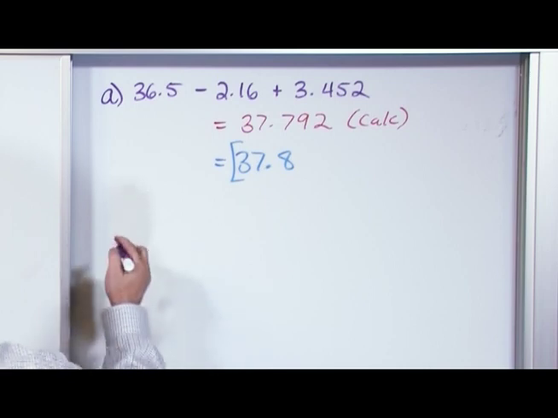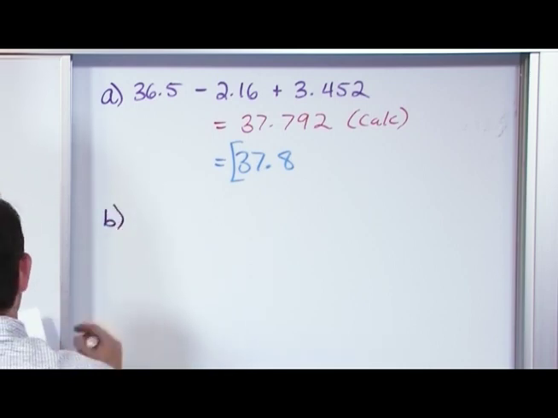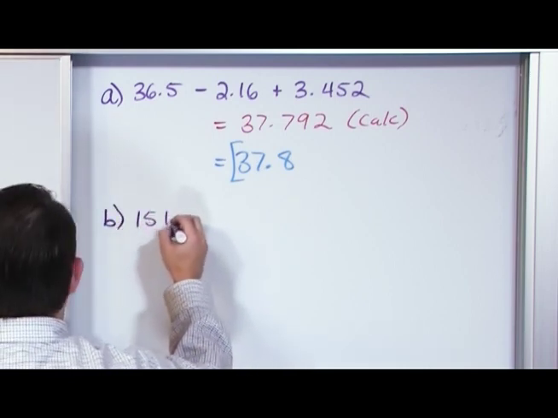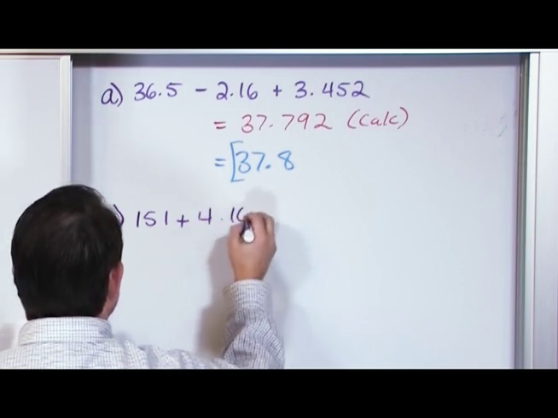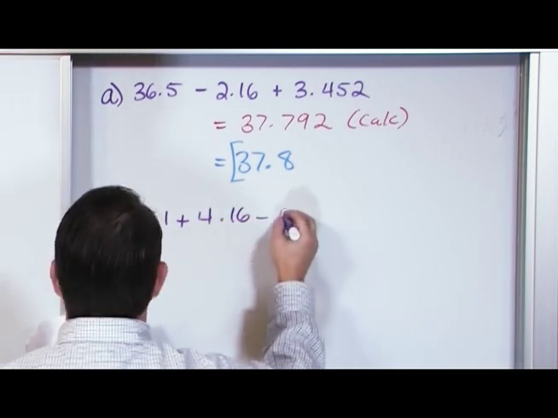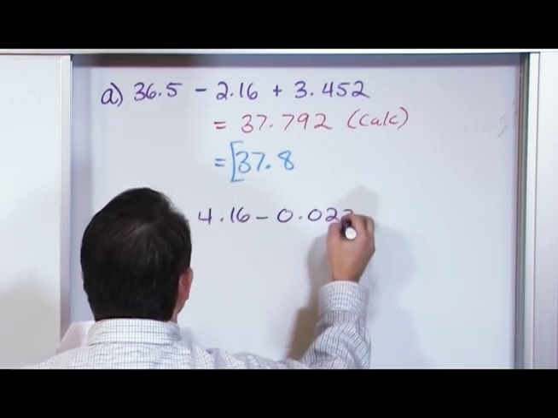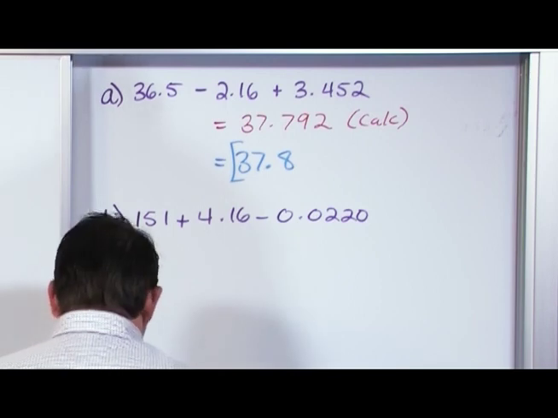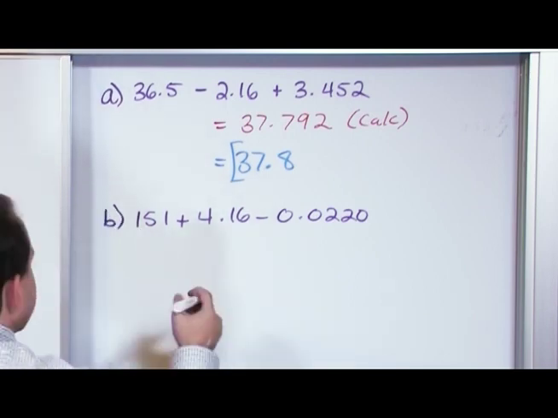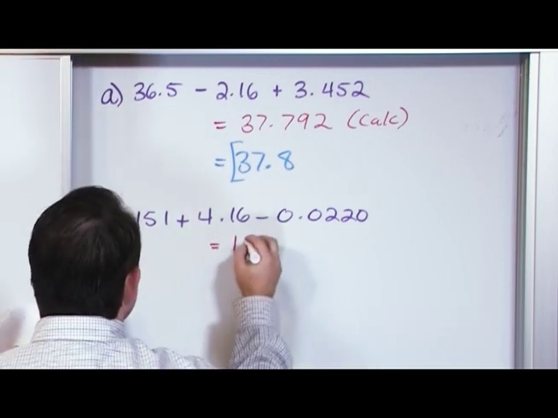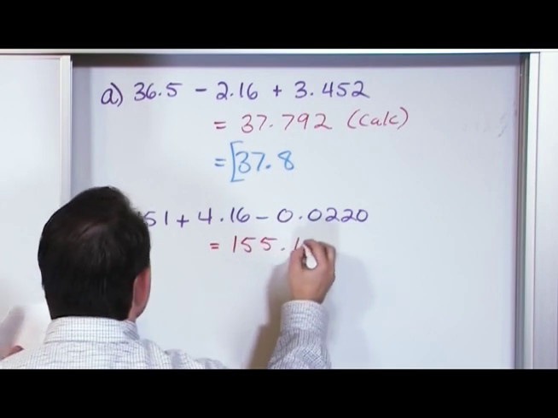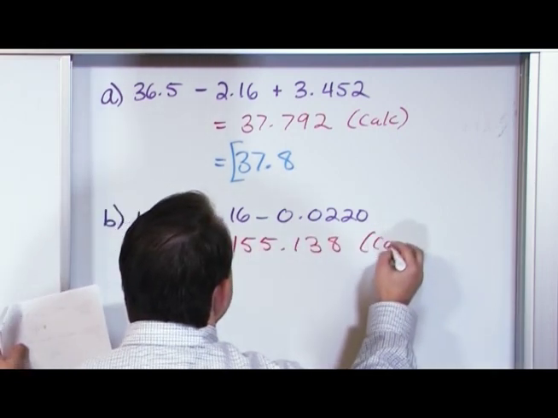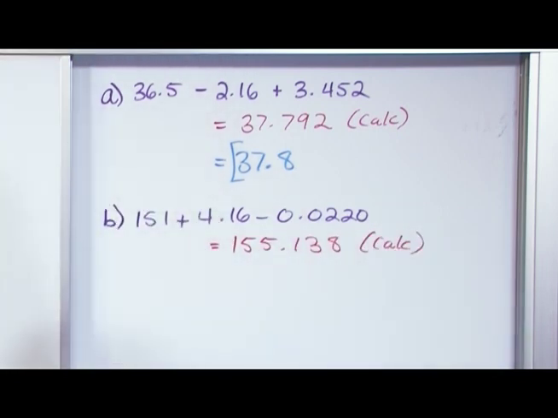And that's what we do when we add or subtract. What about 151 plus 4.16 minus 0.0220? What do we do with that? Well, we're adding and subtracting. So if we were going to actually put this in our calculator, the calculator would spit out 155.138. And that's what the calculator would give us.